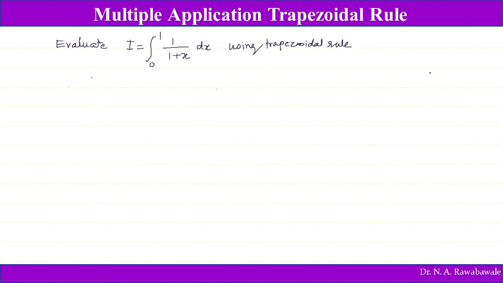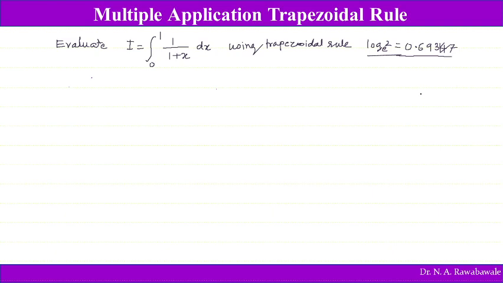Trapezoidal rule. The true value of the function is the natural log, log 2 to the base e, and this true value is 0.693147. This is the true value of the function. So now we will use it twice.